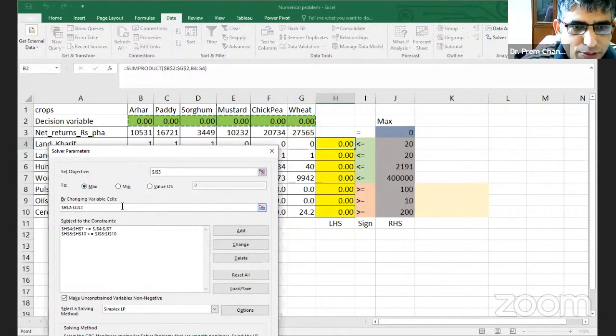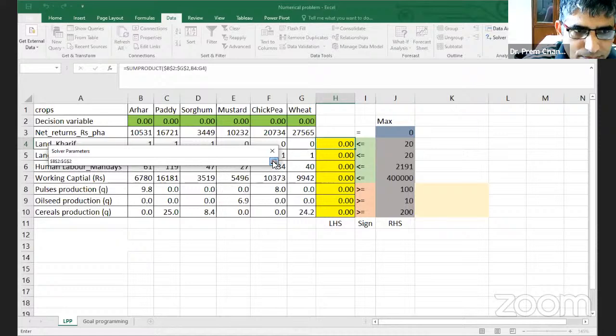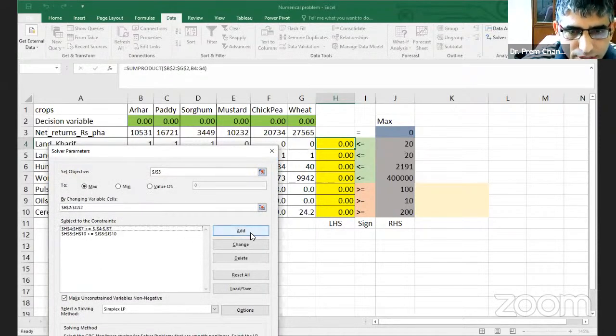What I have to control is the area under different crops. So my decision variable will be B2 to G2. I want to change these because I cannot change the labor, I cannot change my land, I cannot change my obligations. I can only change the area allocations under different crops. So the decision variable goes in this cell, and then the constraints come here.